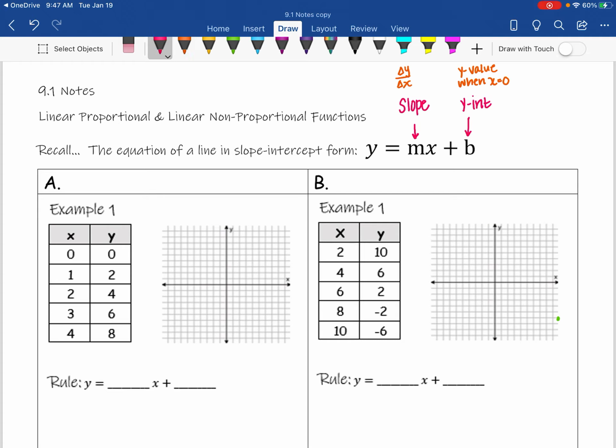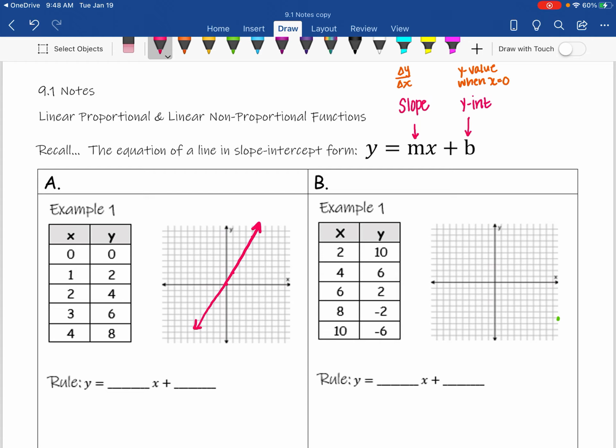Okay, so we're going to start with example 1 in column A, and I'm really just going to start by drawing the graph. So I'm going to start with my points that I'm given and just plot those out, and then draw my line in. Okay. All right, and then we're being asked to write the rules, so this is two parts, kind of a review of linear functions and also trying to figure out what the difference between proportional and non-proportional is.